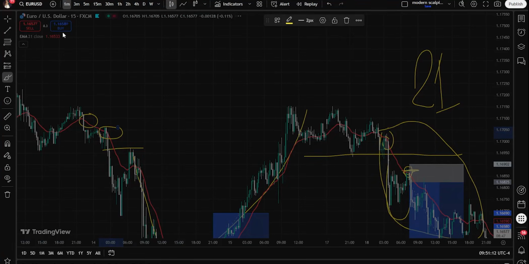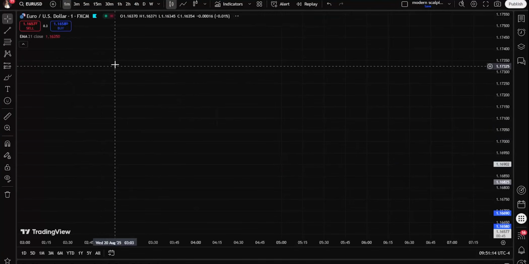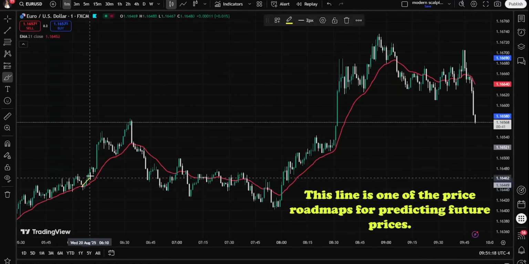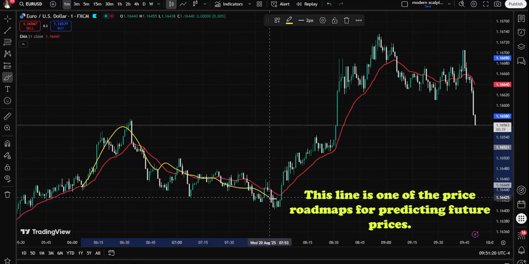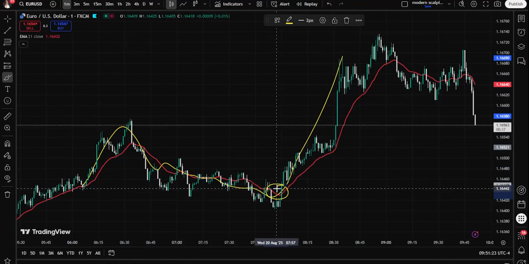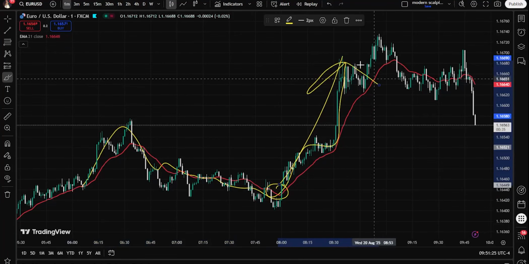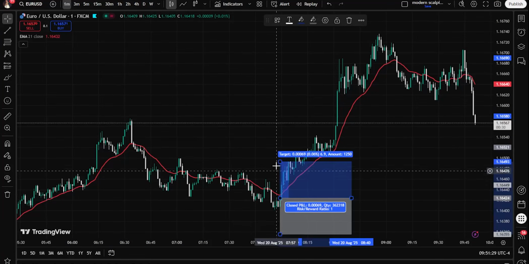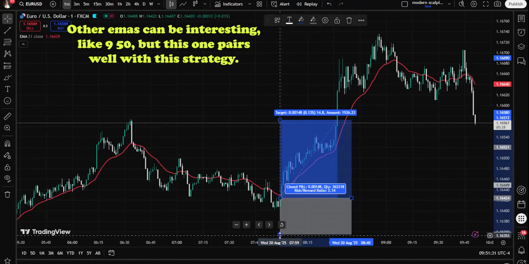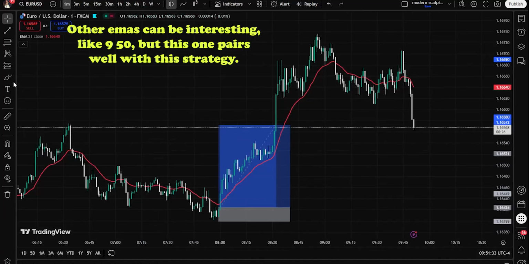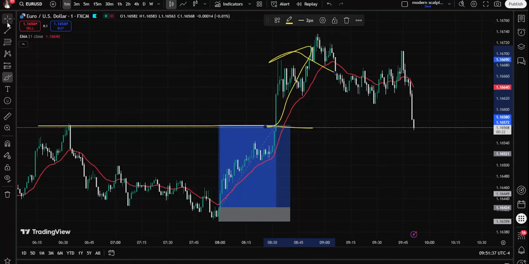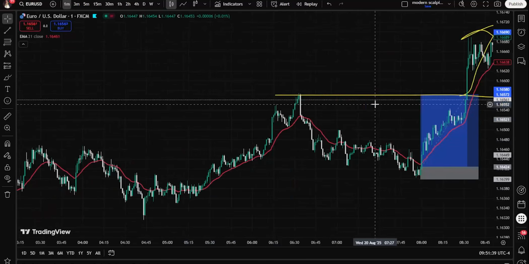This line is like a roadmap for us. When the price moves above this line, it means that the market is in a short-term bullish phase. When it is below, it means that we have a bearish phase. Many scalpers even use several EMAs with different periods, such as EMA 9 and EMA 50, to signal their crosses. But today we will work only with EMA 21 because it has a good balance between accuracy and speed.